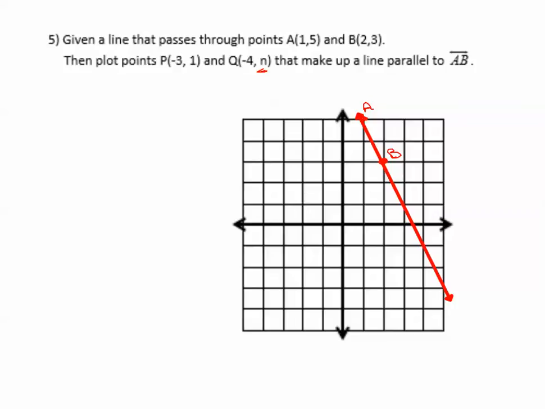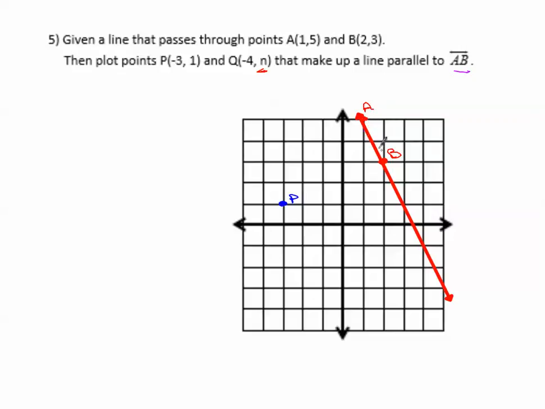I want a line that's parallel, so I need to find out what N is. One point is P, -3, 1. The other point is Q, -4 something. I don't know what, somewhere here, where X is -4. The slope is going to help me out a lot with this. What is the slope of line AB? I know that my new line, PQ, is going to have the same slope as AB because they're parallel.